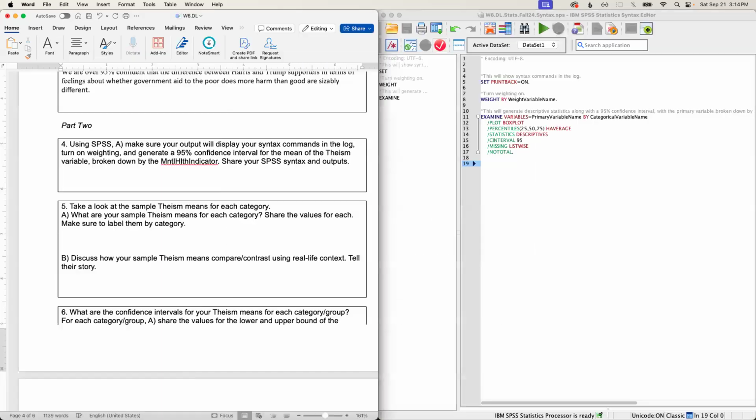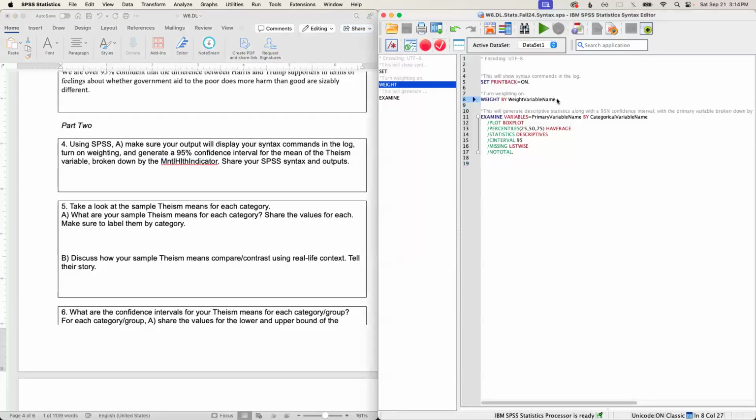So I'm going to make sure that my output will display my syntax commands in the log, turn on weighting, and then I'm going to do a confidence interval of theism just like last time, but broken down by that variable. I did the indicator variable confidence interval at the end of last week, which was the mental health indicator, okay? A dichotomous one where it's just 0 or 1. So I remember that my weight variable name is just weight variable, and my primary variable name is theism. And then the one I'm going to break it down by is the mental health indicator.